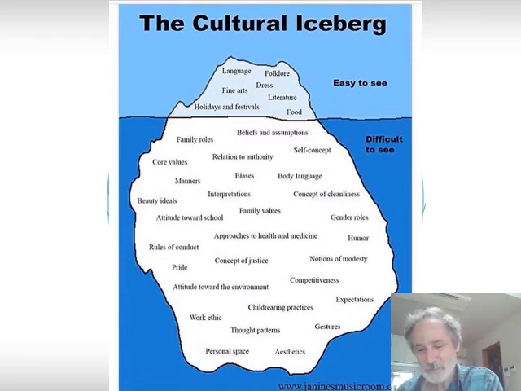These non-observable parts of culture are sometimes called deep culture. And this deep culture is probably the most important thing to see. But deep culture is also the most difficult part of culture to see. If you look at the bottom, on the right side near the bottom, it says expectations.